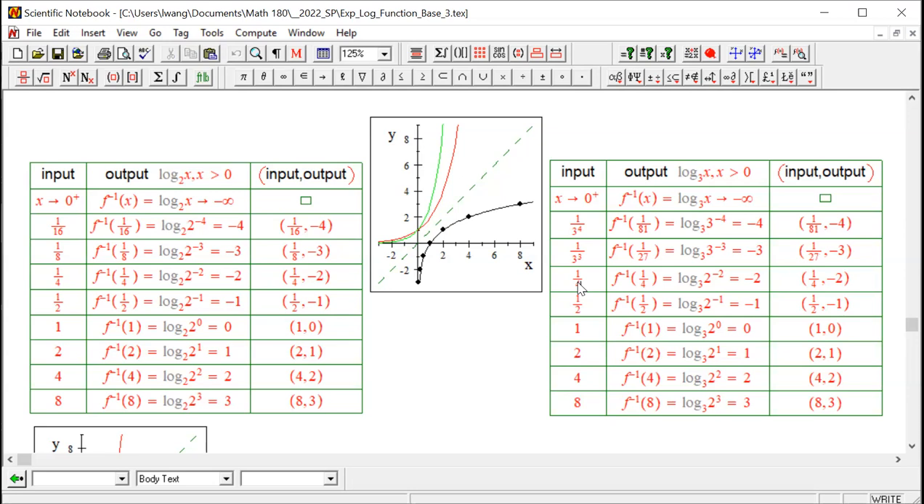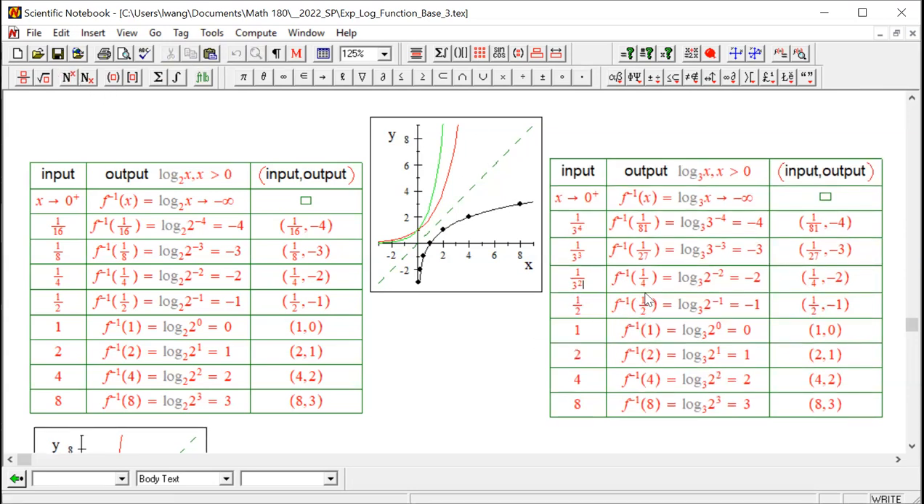The next one, I'm gonna choose 3 squared. Did you see a pattern? Yes, I choose these numbers for my convenience, there's a pattern, right? So this is gonna be 3 to the power of negative 2. So that's the input, right? Base is 3. The input is 1/9. 1/9 is 1 over 3 squared. 1 over 3 squared is 3 to the power of negative 2. So the output is negative 2. So for input 1 over 9, the output is negative 2.